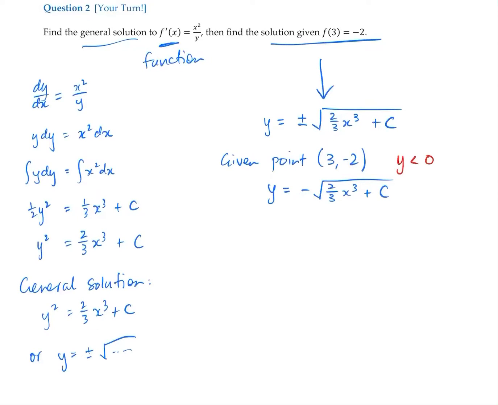We still haven't found c yet, so we'll put in -2 equals negative the square root of 2/3 of 3 cubed plus c. And I want to get rid of the square root as well, so 4 equals 2/3 of 27 plus c. And that's 18, and that's 4.